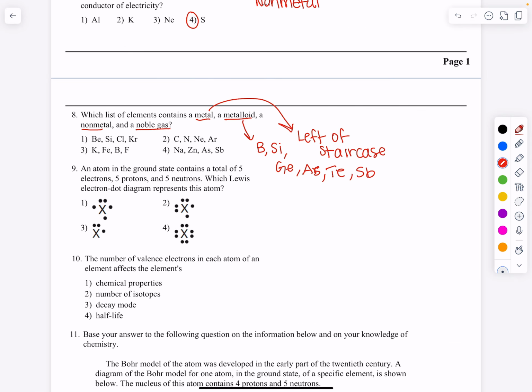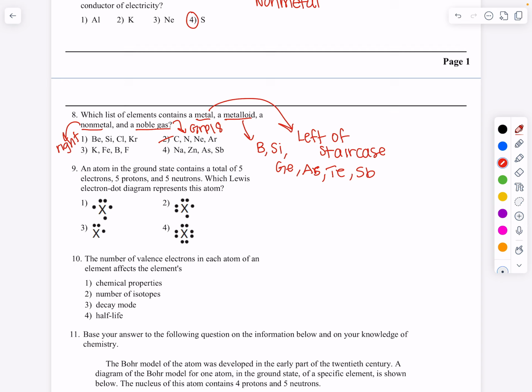So one of these has to be in my second point in my list. A non-metal, the right side of the staircase, and a noble gas is group 18. So I need a choice with all of that. The first choice is going to be a metal. I can eliminate choice 2 because of that. Carbon is not a metal. The second element needs to be a metalloid.